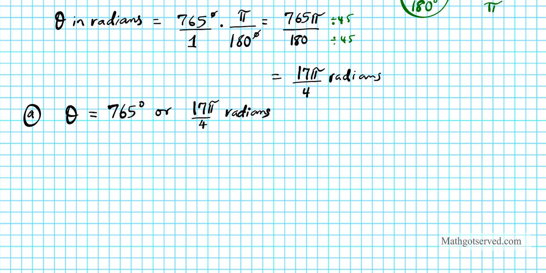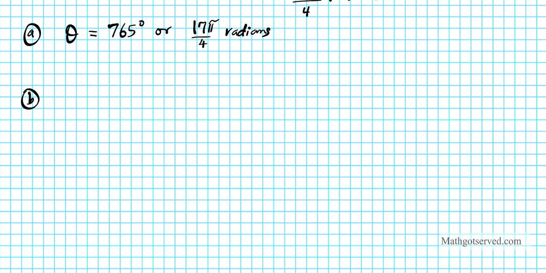Now let's move along to the B part. For the B part, we have to graph and indicate what quadrant the terminal side lies in. We're going to use the degree version to draw the graph because it's much easier to work with degrees. So let's draw our coordinate system, our x and y-axis. What is the direction of rotation here? Direction of rotation is going to be upwards because it's positive.